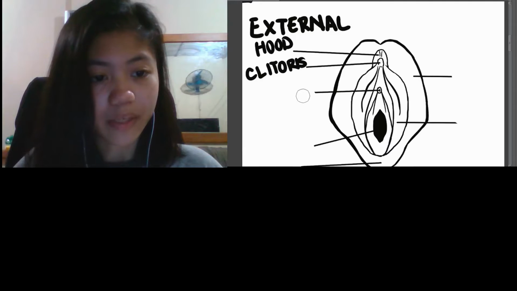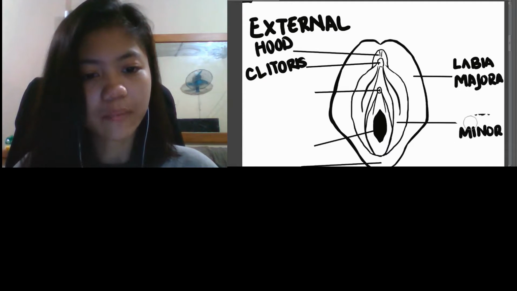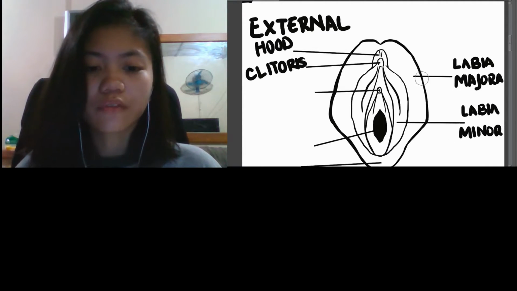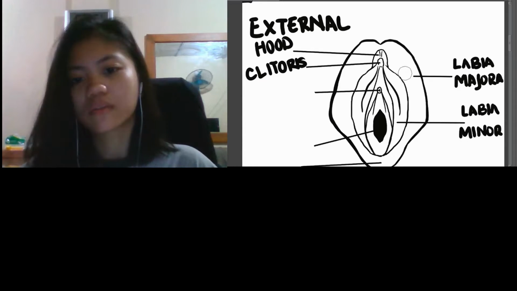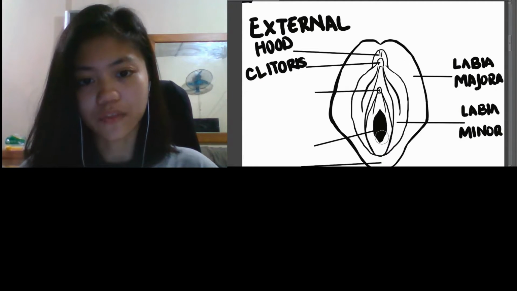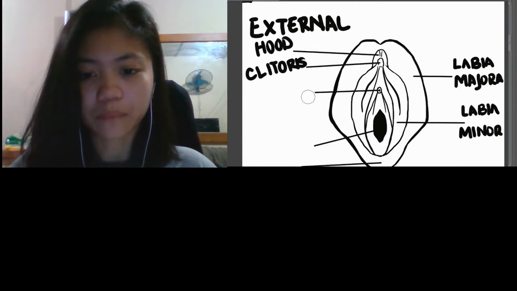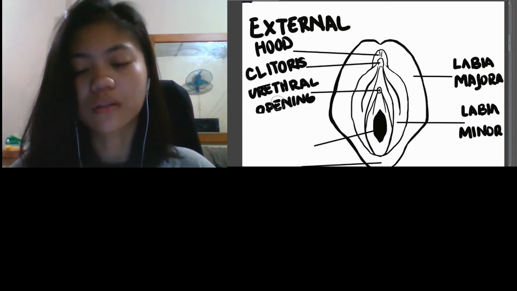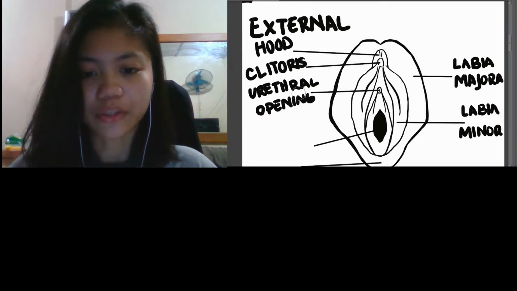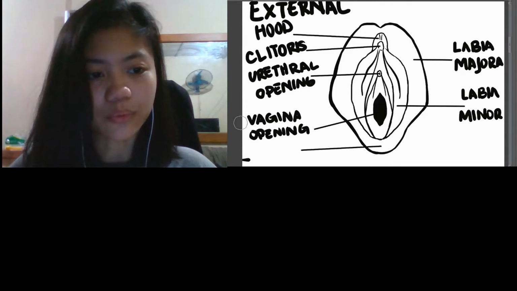Next is the labia. There are two parts of the labia, the majora and the minora. The labia is responsible for the protection of the inner part of the vagina and the female reproductive system. Next is the urethral opening, which is responsible for the excretion of urinary waste. After that is the vaginal opening. This is the pathway into the internal parts of the female reproductive system.